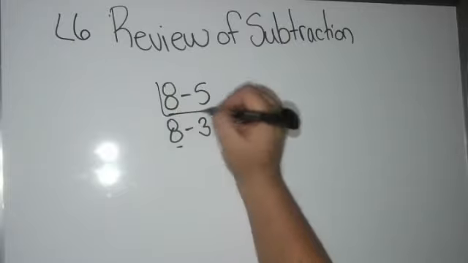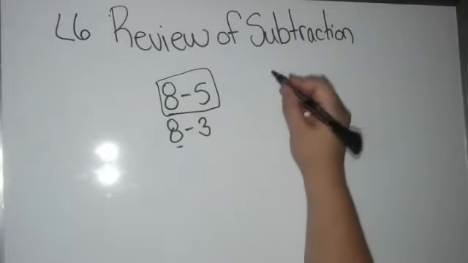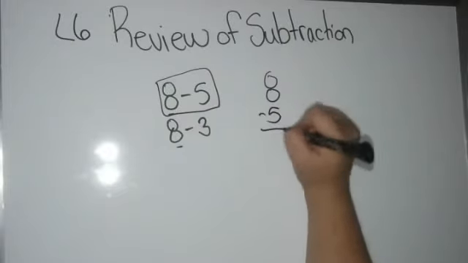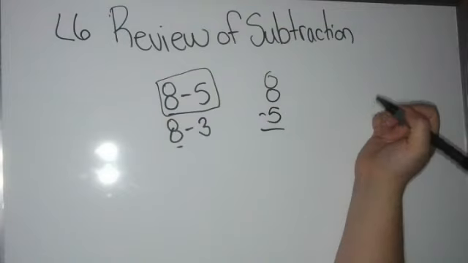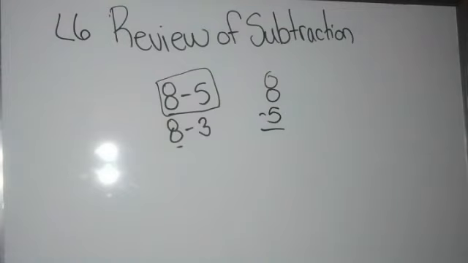Please remember that this form here is a number sentence, and this form would be column method. And that is subtraction review, Saxon 4, lesson 6.